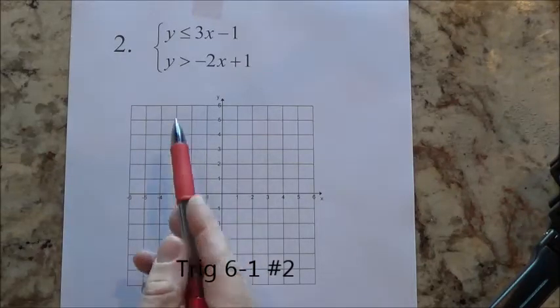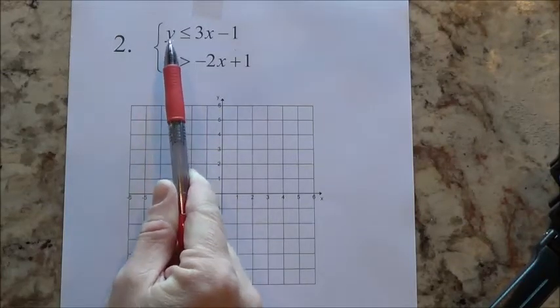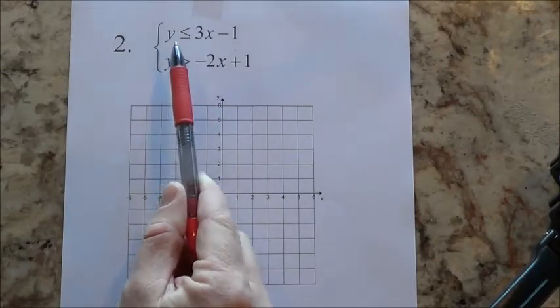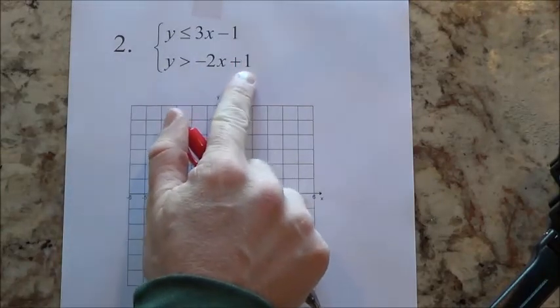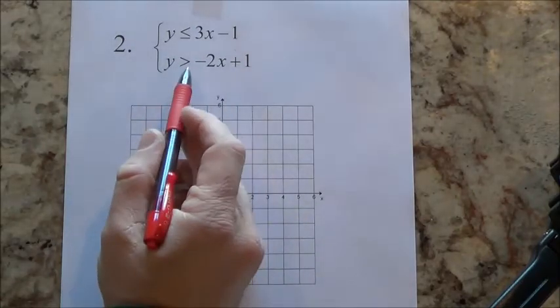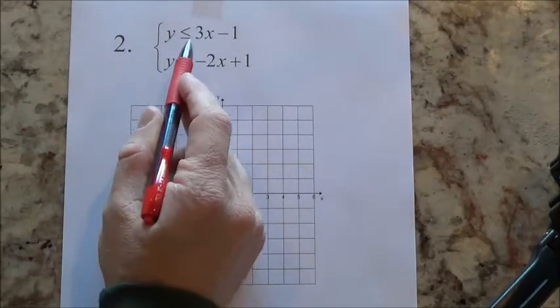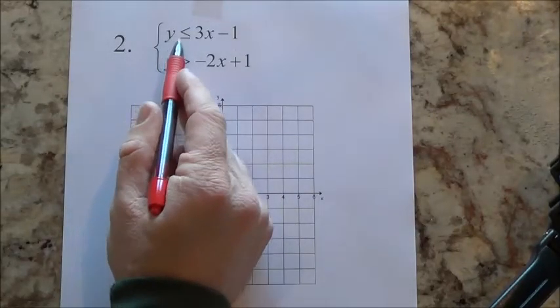Alright, we're going to graph the system of inequalities here. What we want to do is make sure that we find an x and y value that make this inequality true and this inequality. So we need x and y values that will make both inequalities true. Well, let's start with the first inequality we're given.